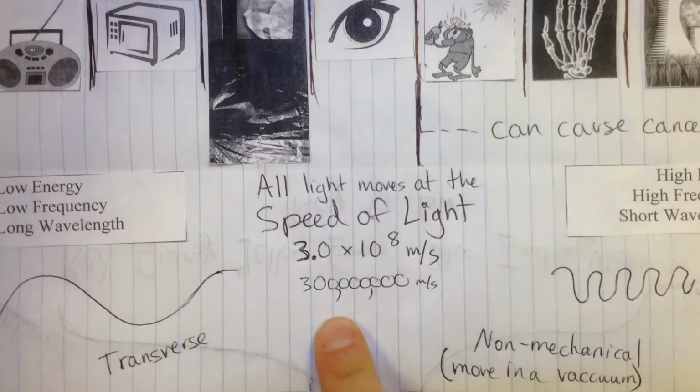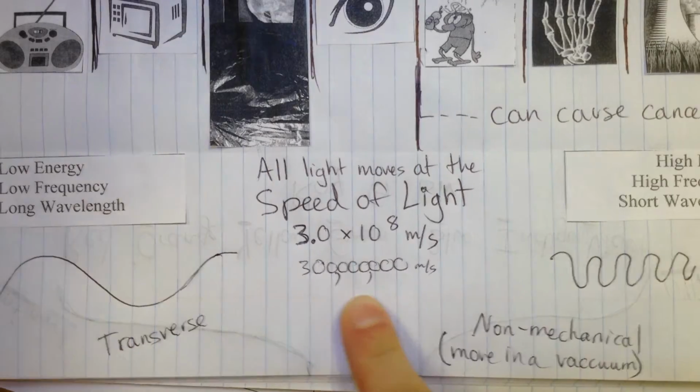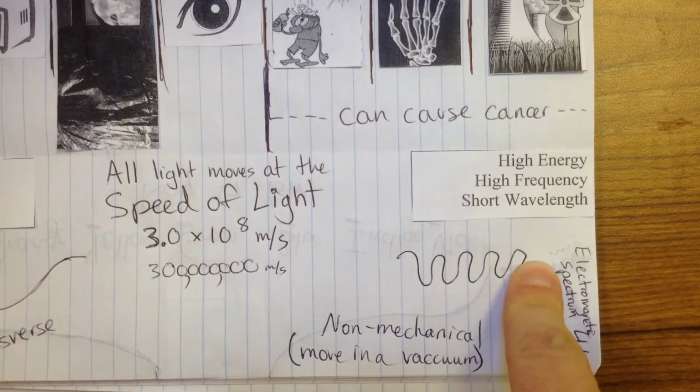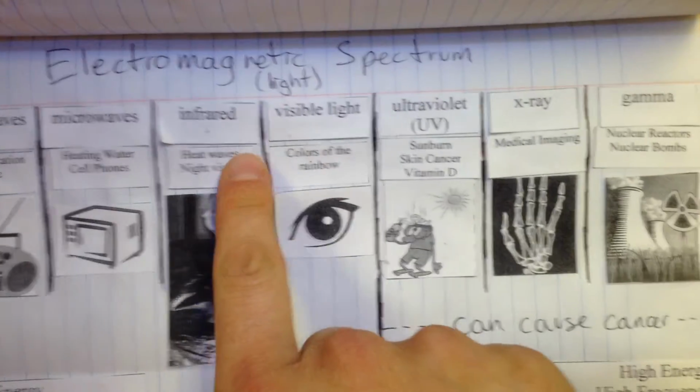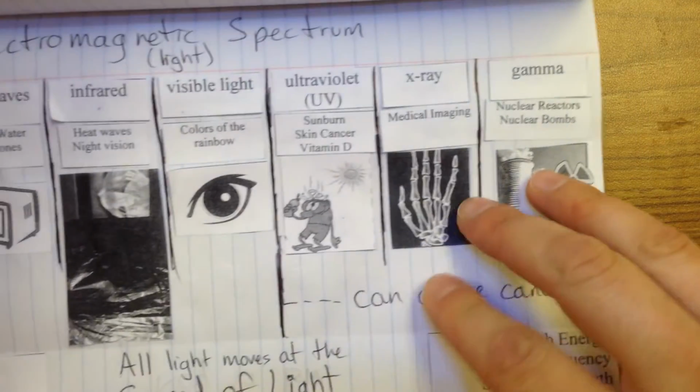These all move at the speed of light, 3.0 times 10 to the 8 meters per second. All right? Low energy, low frequency, long wavelengths; high energy, high frequency, short wavelengths. You need to know those in order, and you need to know about each one of those sections of the electromagnetic spectrum.